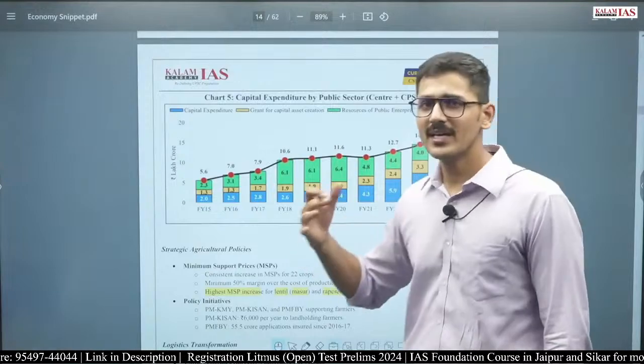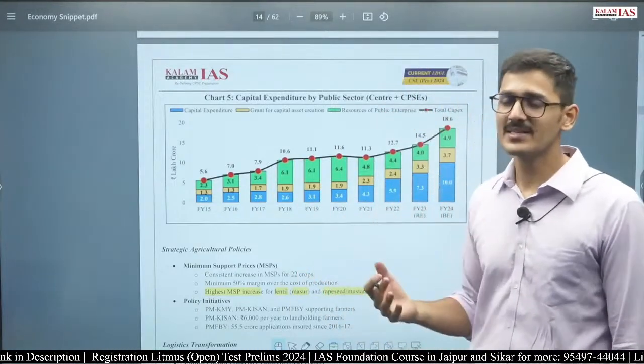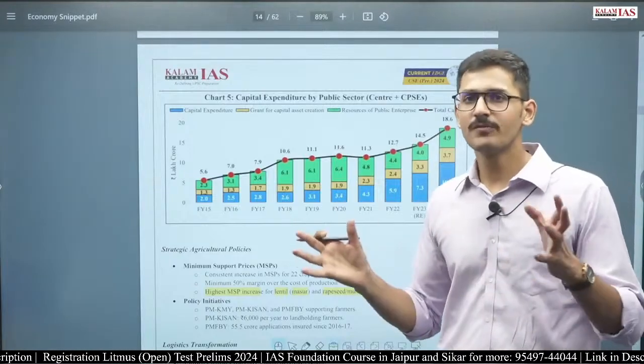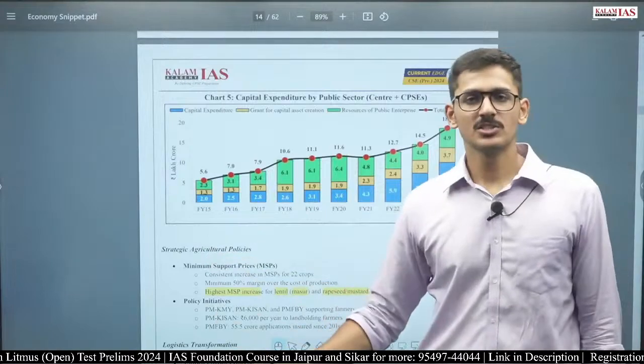For example, Coal India Limited or IOCL, if they use the resources for the purpose of capital creation, for example, they are opening a new factory or new plant, that will be part of the capital expenditure by public sector.